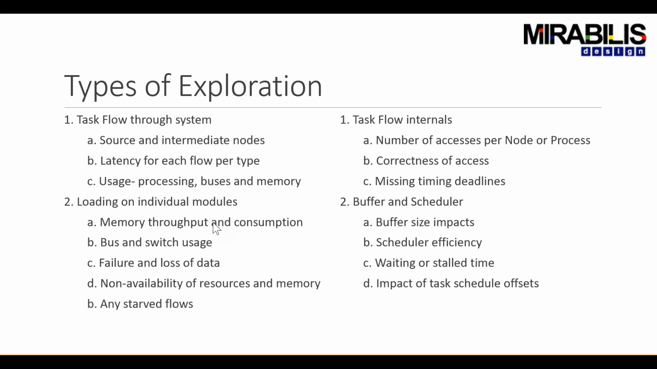What happens if there is a failure or loss of data, non-availability of resources and memory? Also, starting to look at these task flows where we looked at the top level, we can go look at each one of them. So it looks at the number of accesses per node, how many times the nodes were accessed, and whether the nodes were correctly accessed, meaning they came in at the right sequence, and to see if any of them missed their timing deadline.